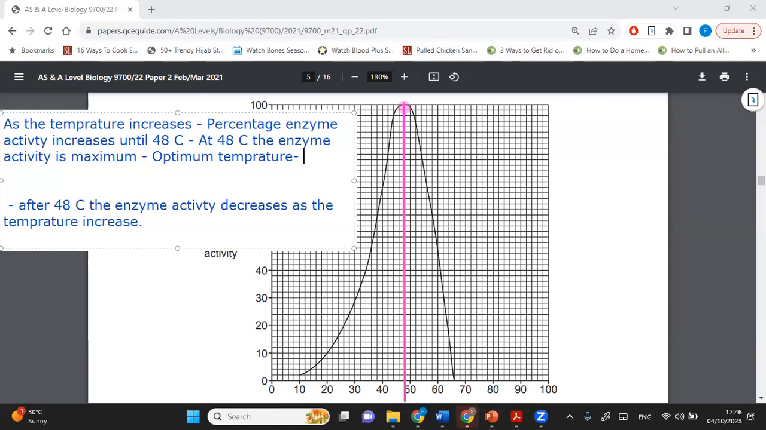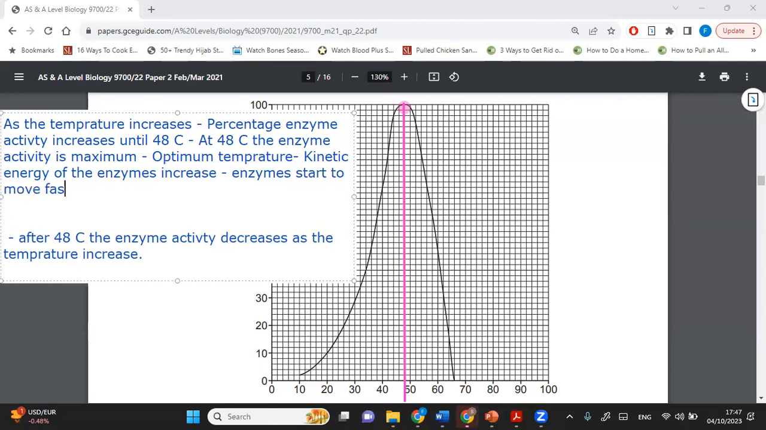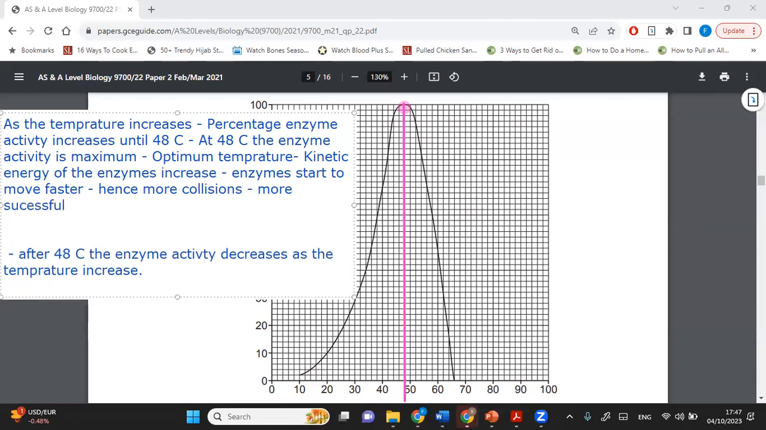The reason why that is happening is because when I increase the temperature, the kinetic energy of the molecules increases. The kinetic energy of the enzymes increases. Hence, the enzymes move faster. Hence, there are more collisions, more successful collisions. So that is why enzyme activity increases, because there will be more successful collisions between the substrate and your enzyme.